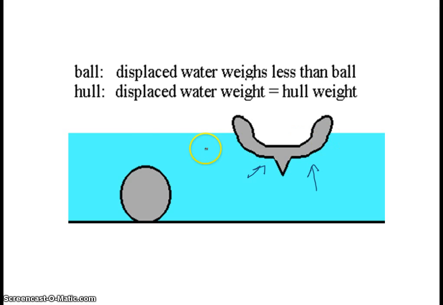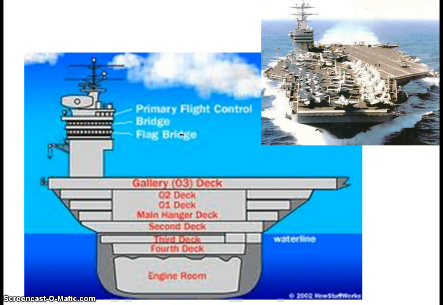And this also explains how we can get huge things like aircraft carriers to float. If you notice, they're very, very wide on the bottom. They displace a lot of water, which means there's a lot of buoyant force pushing up on it. That's how it gets to float, because it displaces all the water that's equal to the buoyant force.